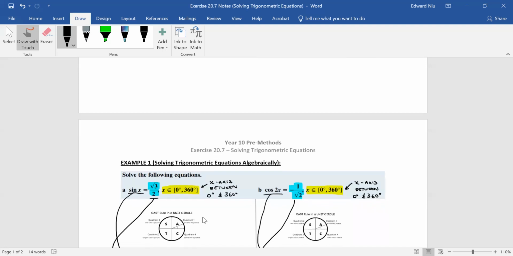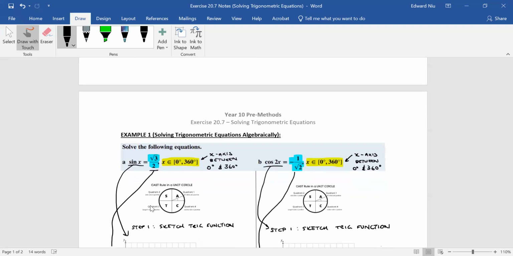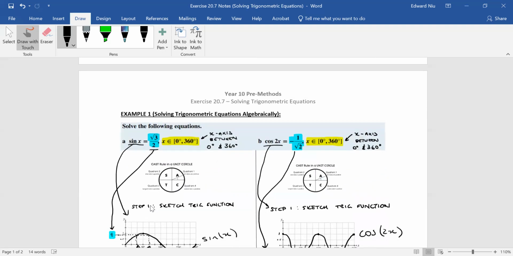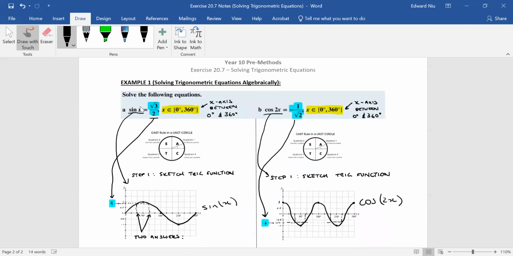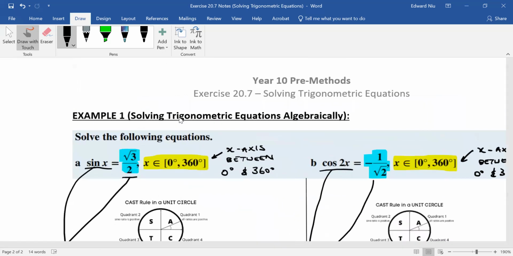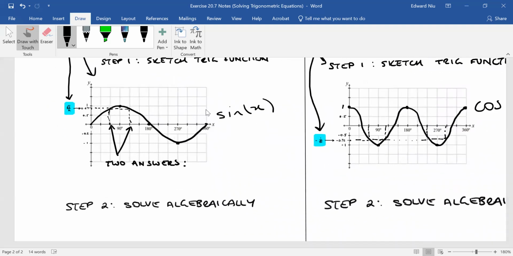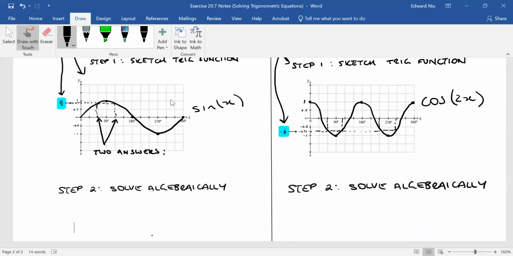So here's a little CAST rule. Some teachers will use this to teach this method. I think I will as well, but there are multiple ways to get to the answer solving this equation algebraically. The first step is just to check out what the trig function looks like. On the left side of the equal sign, we zoom in a bit more. Let me just zoom in. That's zoomed in almost too far.